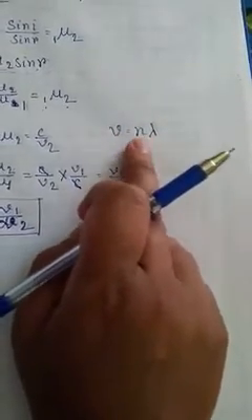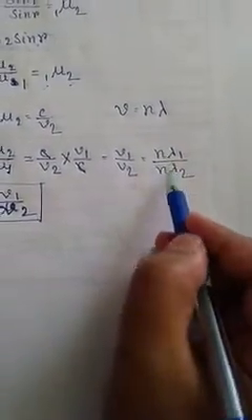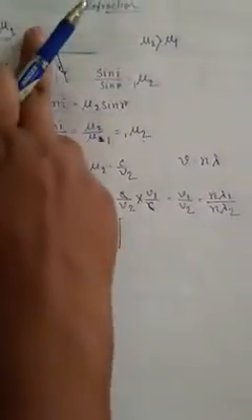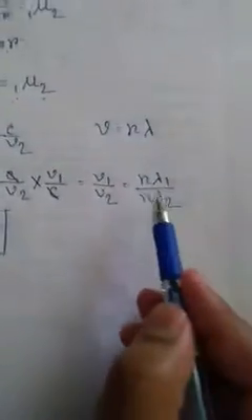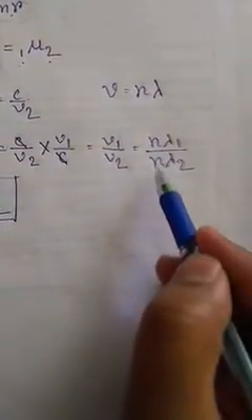Velocity equal to frequency into wavelength. So from here we can write v1 equal to n lambda 1 and v2 equal to n lambda 2. You may ask me why it is not n1 and n2. Basically, when a ray of light enters from one medium to another medium, its frequency never changes. Its frequency remains constant. That is why this is n and this is also n.